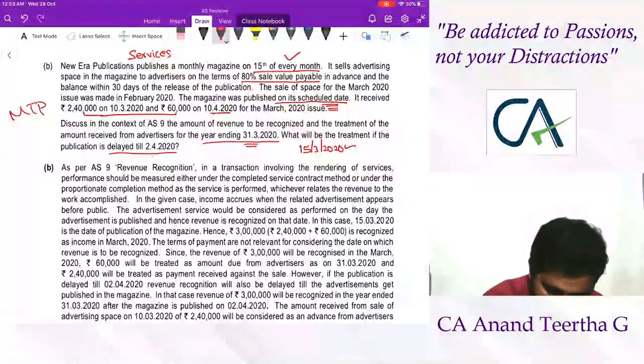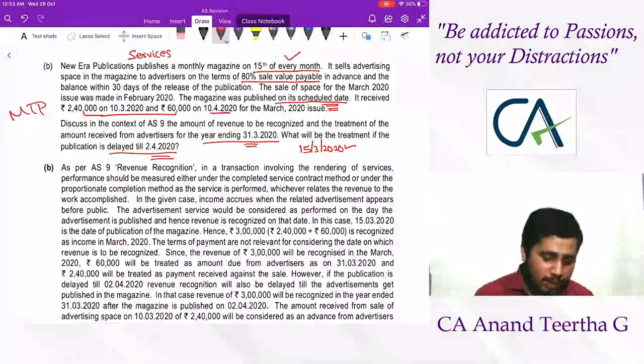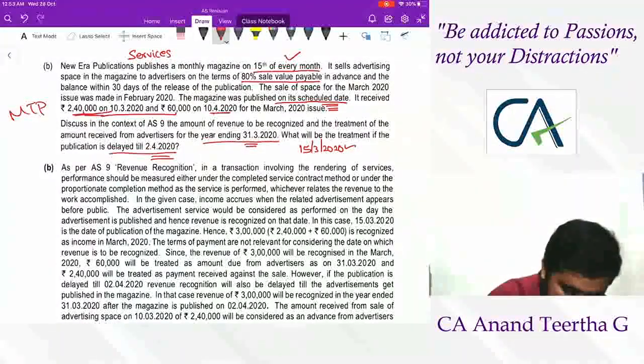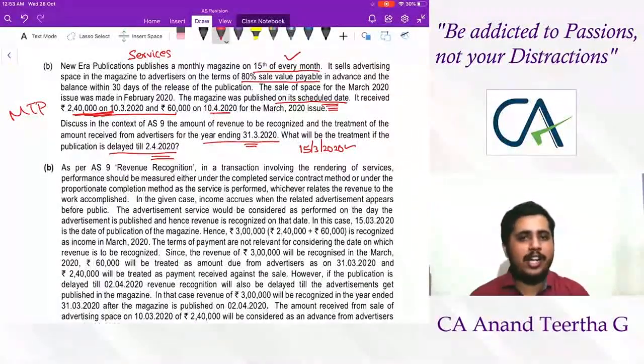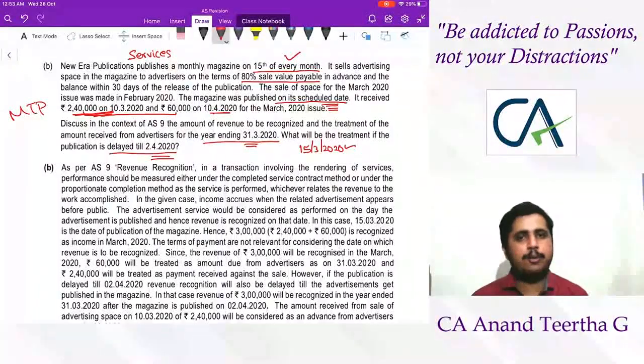However, if it is getting published on 2nd of April, then what happens? Revenue recognition will become on 2nd of April. Till publication, you are not supposed to consider revenue. So 2nd of April will become your revenue recognition date. So whatever you collected on 10th of March, to the extent of 2,40,000 is advance collected as on 31st of March, because now revenue recognition date is passed on to 2nd April. So till then, consider it as advance received, 2nd April, recognize revenue, and then this will be adjusted. So that's how you have to deal with the question.